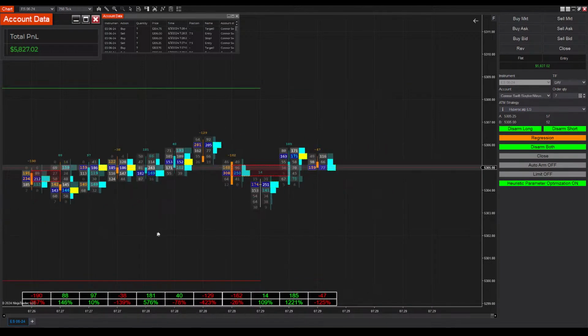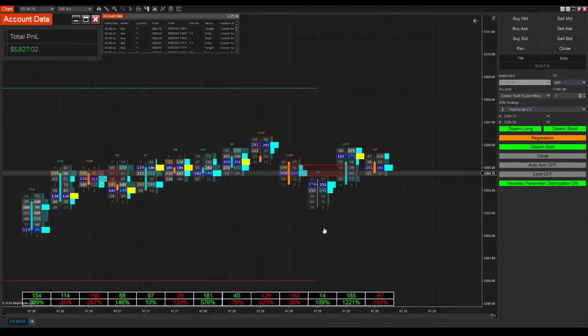Yeah, we're sticking around this level here. Not a ton of volatility, but it's enough volatility to trade.